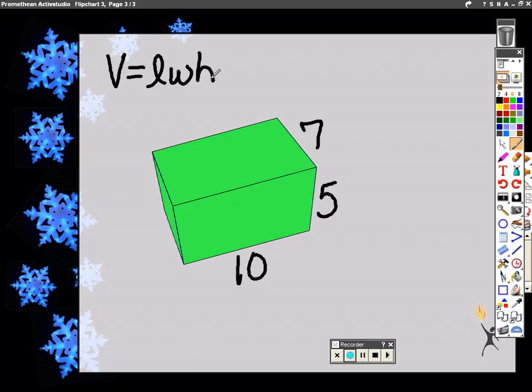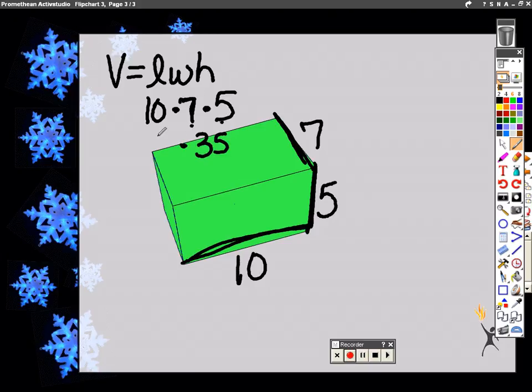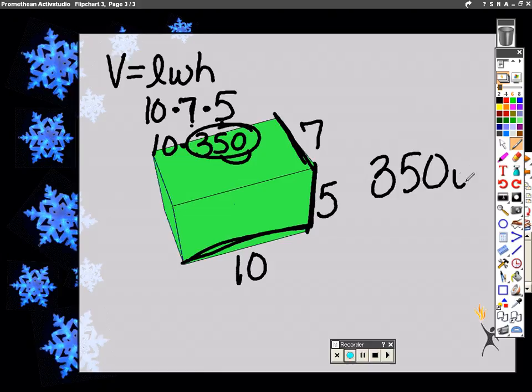Okay, I chose 10 as my length. My width is 7 because my box is 7 wide, and my height, my up down, is 5. Okay, I'm going to start here. 7 times 5 is 35 times 10. And remember, when we multiply by 10, we're just moving over a place value and we're filling the empty with the 0. So 350 units cubed. Now it's your turn to try.